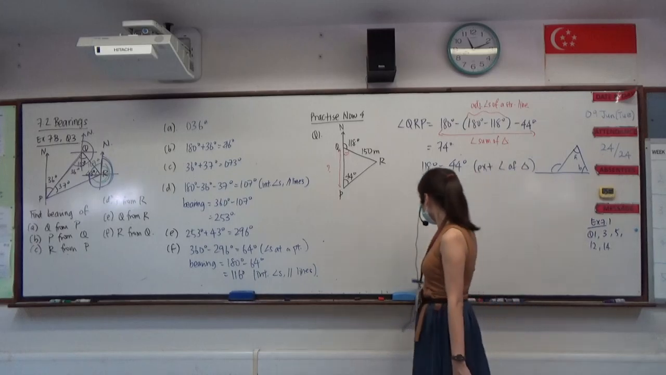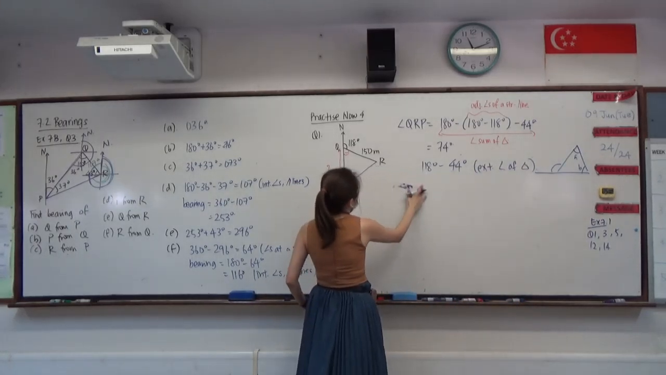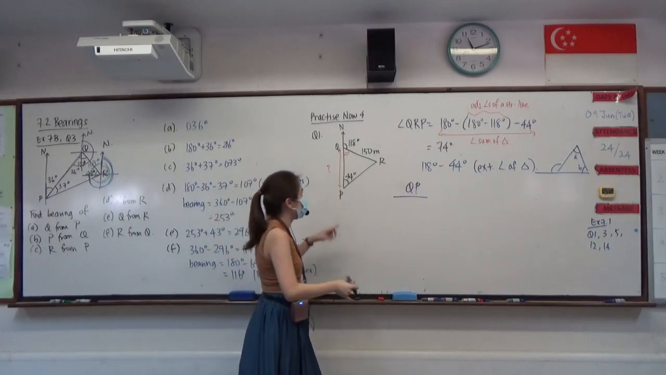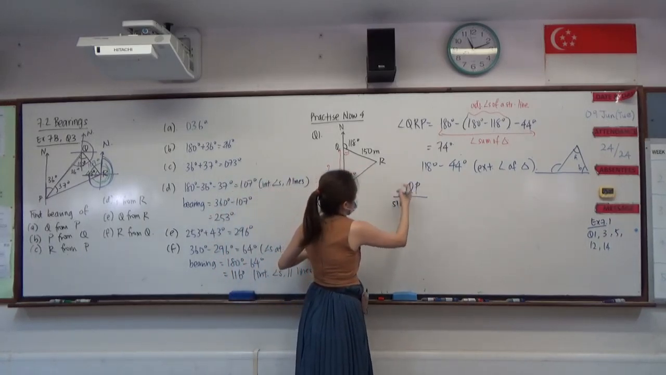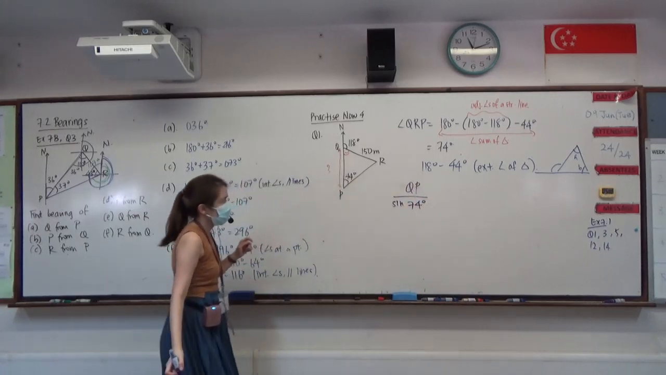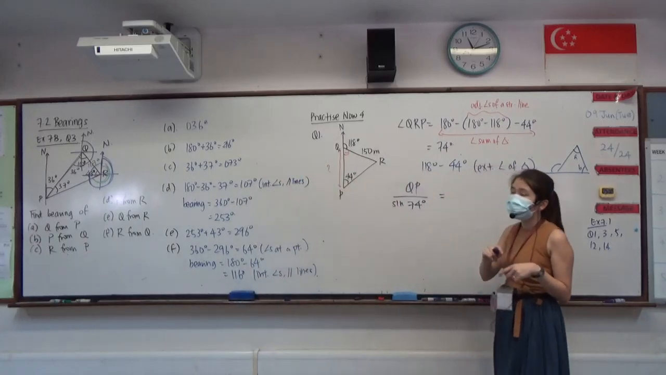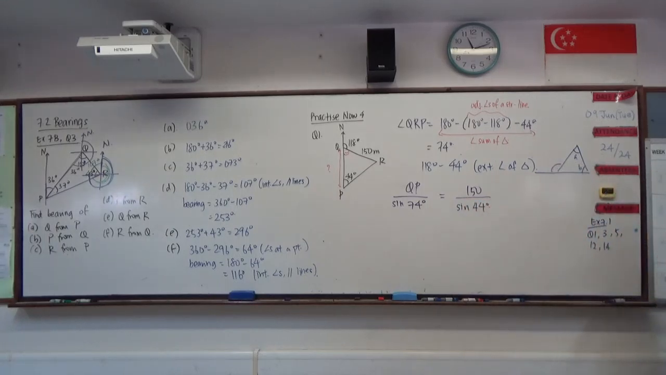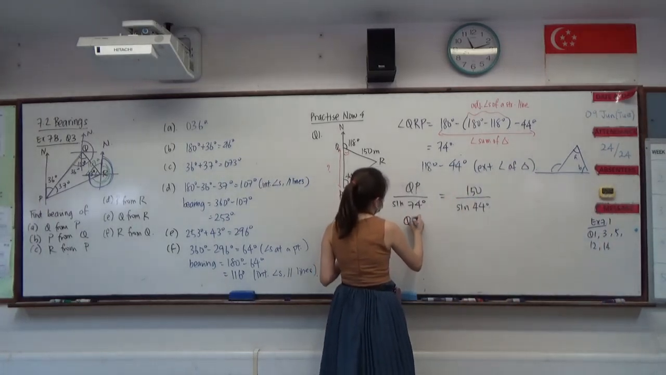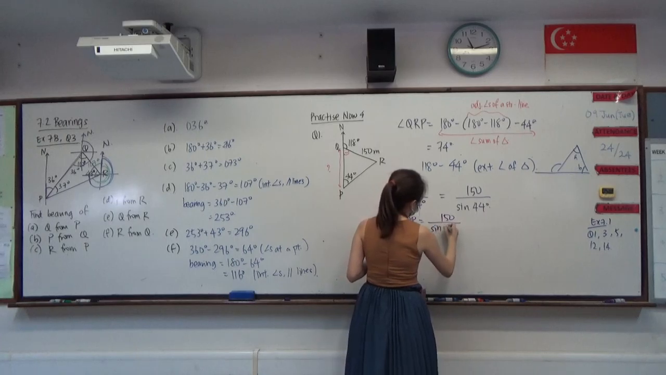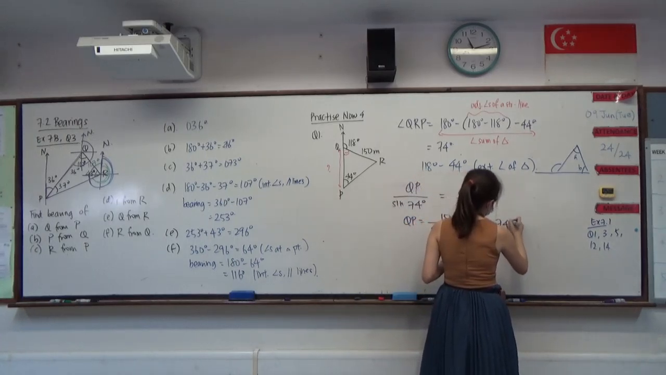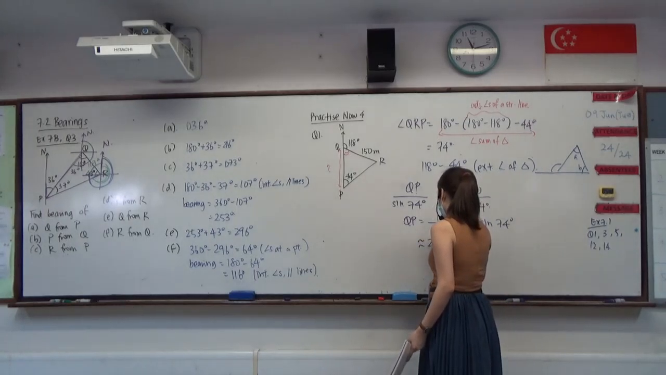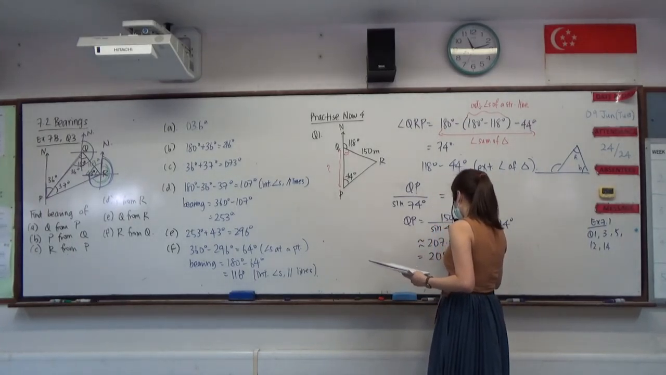Then after that, Joel was saying that we use sine rule. Since you're trying to find QP, I'll usually put what I want to find on the numerator, then I start to pair it up. So QP is pairing up with the sine of 74 degrees, and then it will be equal to the other complete pair, which is 150 over sine of 44 degrees. Right? Then we can just simply multiply over the sine 74. Right, and we will get 207.56. Final answer, 208 meters, 3SF.